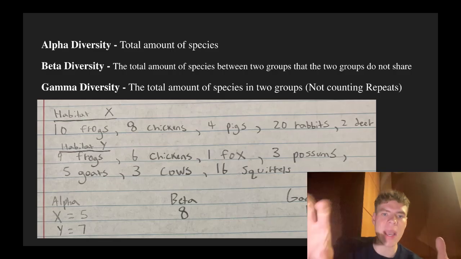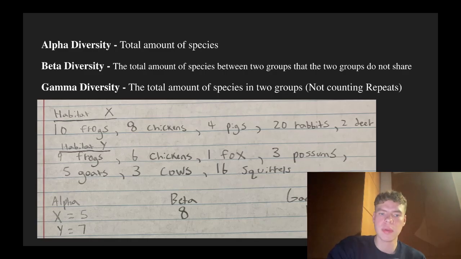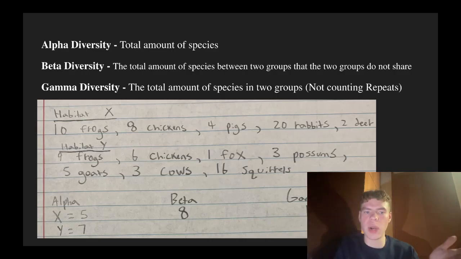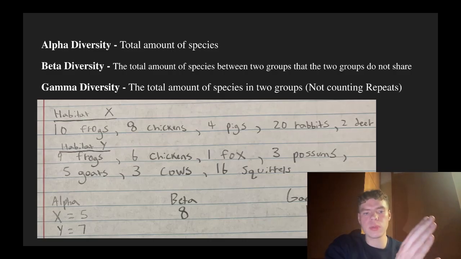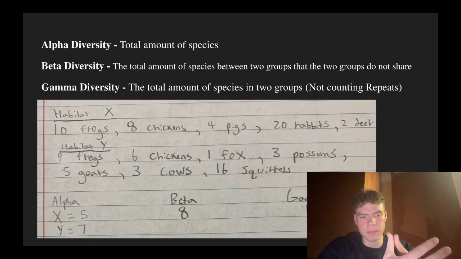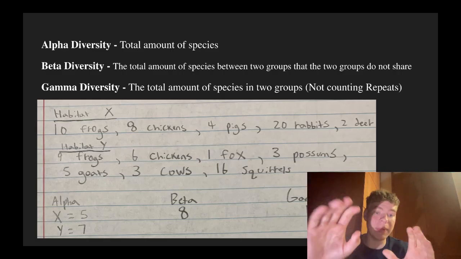So when we calculate the beta diversity, we see that both groups have frogs and have chickens. So it's just exactly what I said. We would take the total amount of species between the two groups that the two groups do not have in common. So it's basically everything else besides frogs and chickens. So we would count pigs, rabbits, deer, a fox, possums, goats, cows, and squirrels. So beta diversity would be 8.